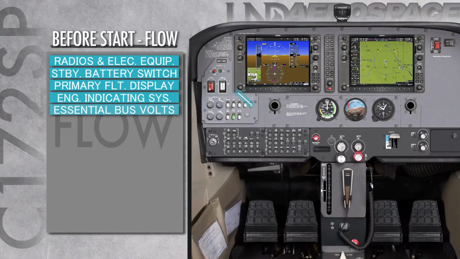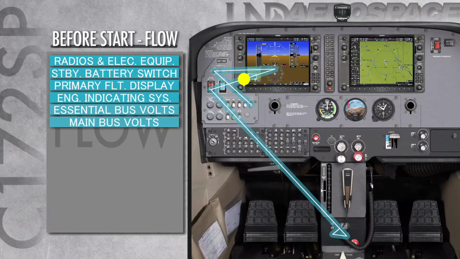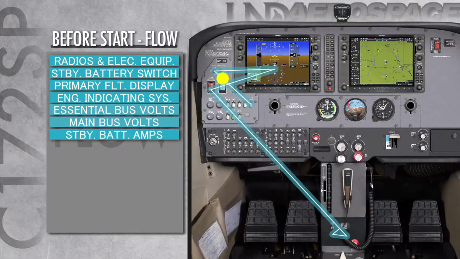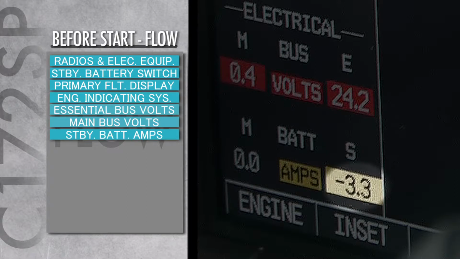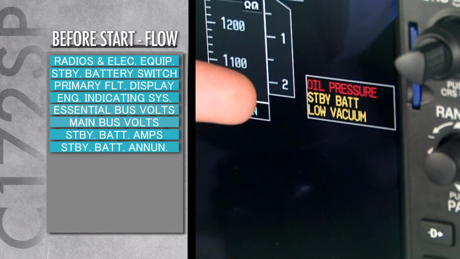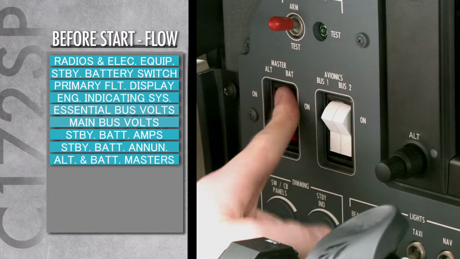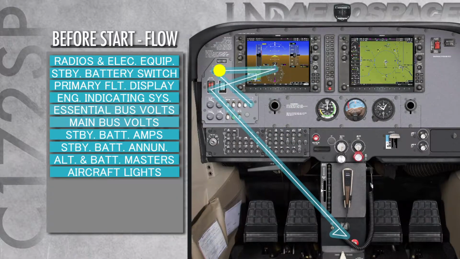Essential bus volts. The pilot should verify a minimum of 24 volts are shown. Main bus volts. The pilot should verify no more than 1.5 volts are shown. Standby battery amps. The pilot should verify a discharge is shown. Standby battery annunciator. Illuminated. Alternator and battery master switches. Verify both switches on.